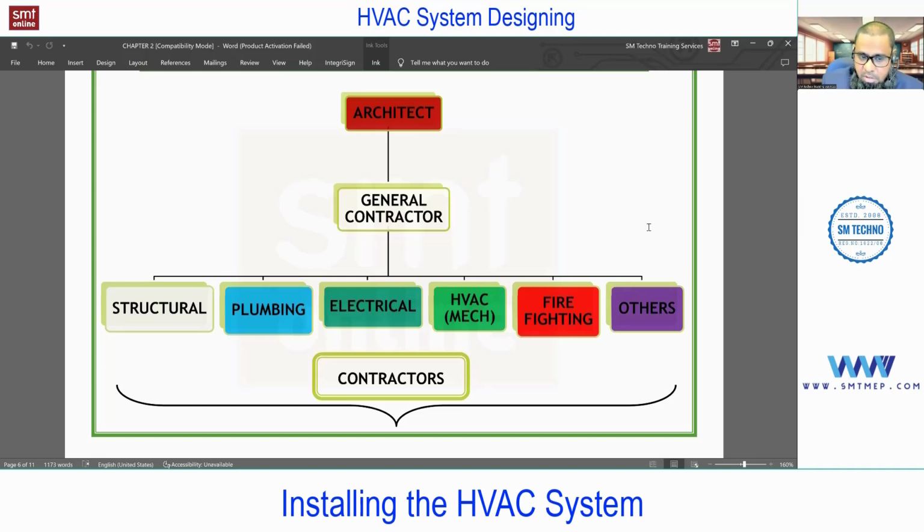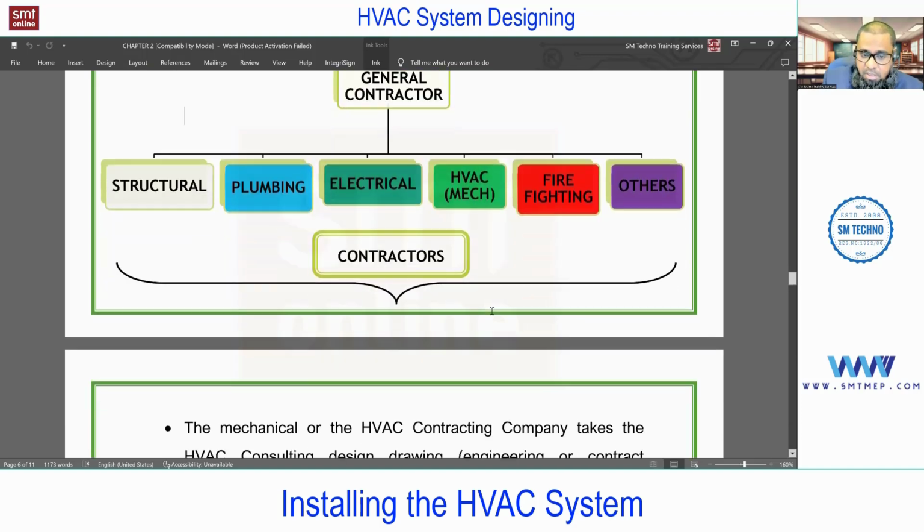So it depends as per the case. Just focus on the concept. In actual practice, as per the location and the type of project, these options may vary. So the point is the contracting company will take care of the installation. Here I'm bothered about this HVAC. So what are the steps involved in installing the HVAC system that you'll find here?